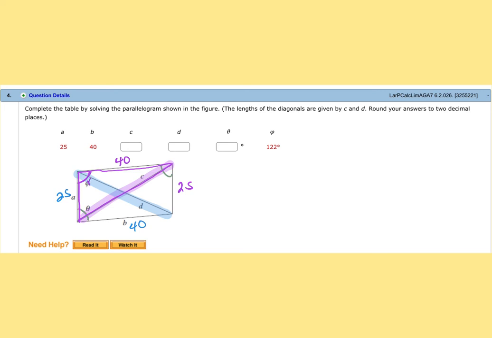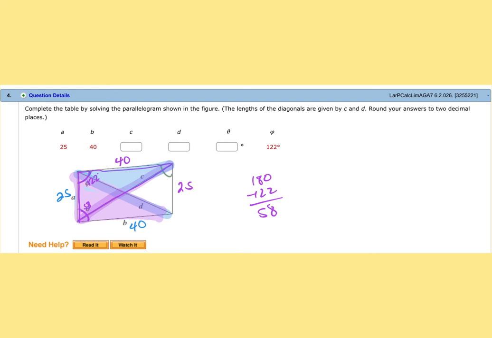But if this is 122 and the consecutive angles are supplementary, how can I find theta? 180 minus 122. So I'd get 58 for this one. And then inside this parallelogram is really two triangles. So I can use this first triangle. I've got 40 and 25 and the angle between them. So you have side, angle, side there to find diagonal C. And then you can use this bottom triangle. You also have side, angle, side with the 25, the 40, and the angle 58 to find D.